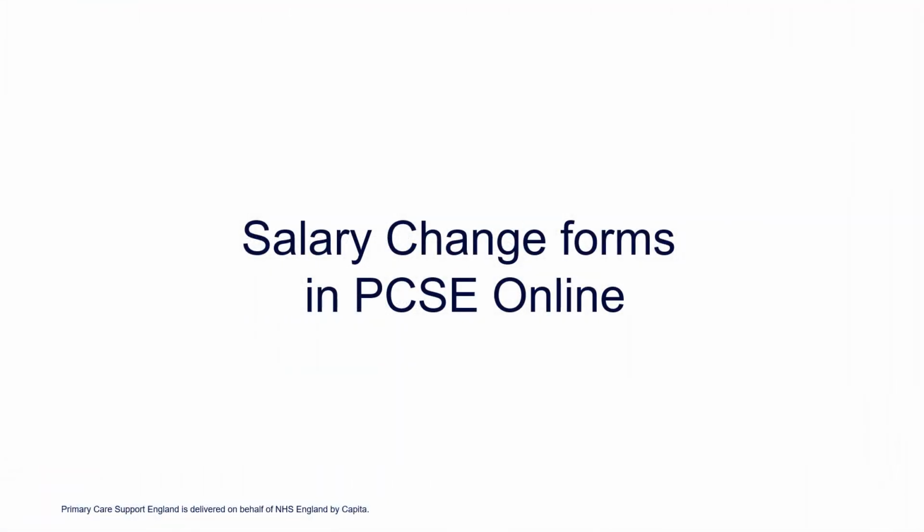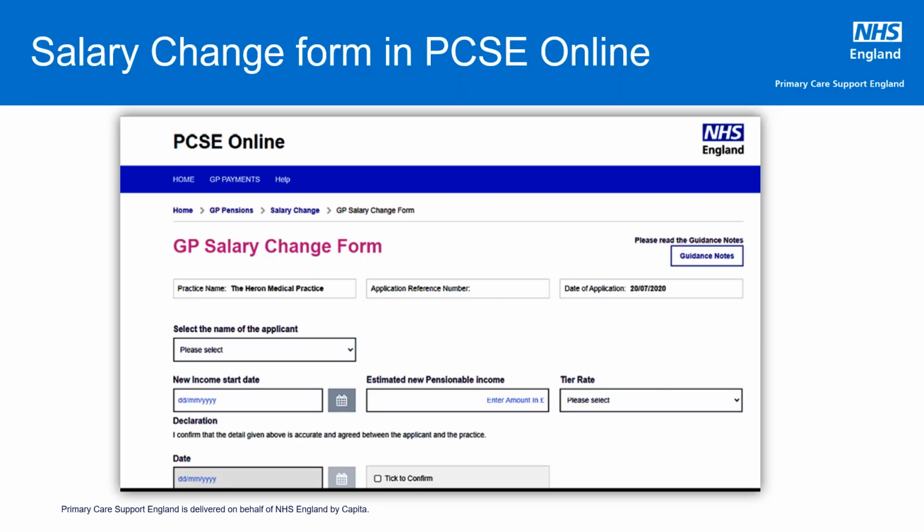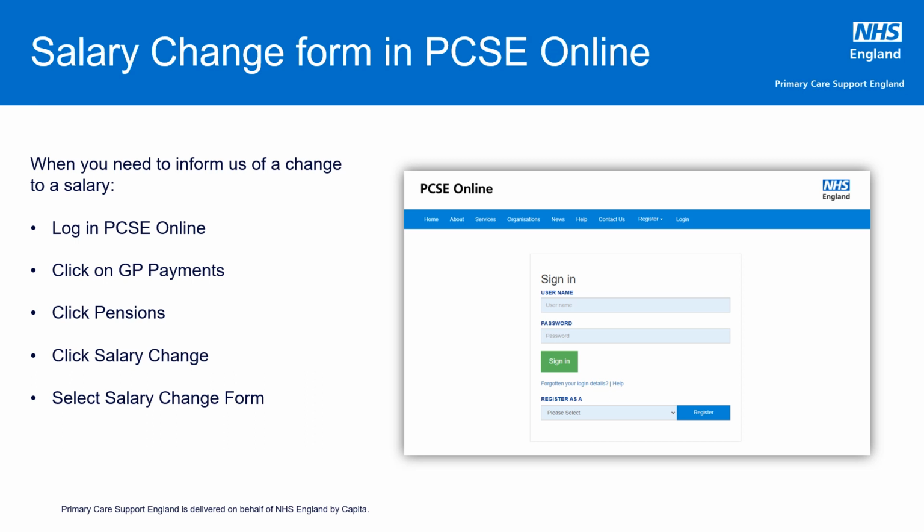If you have a GP who has a change in salary midway through the year, you can also complete the change of salary form. This is for a salaried GP. If a principal/partner GP has a change of estimated income, it's good practice to submit a revised estimate form. This will ensure the correct pension contributions are being made and reduce the risk of any large adjustments once the GP has submitted their end-of-year forms. To find the salary change form in PCSE Online, you'll first need to log into your PCSE Online account, click on GP Payments, click Pensions, click Salary Change, and then select Salary Change Form.